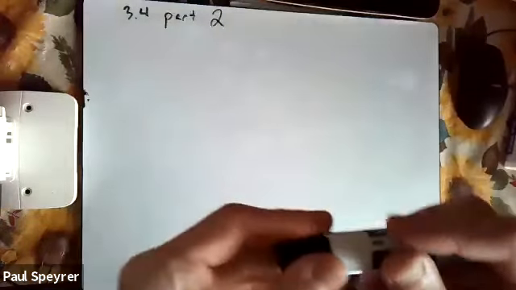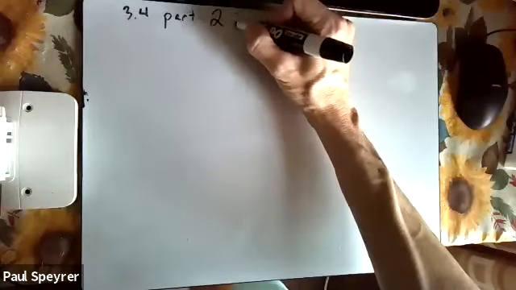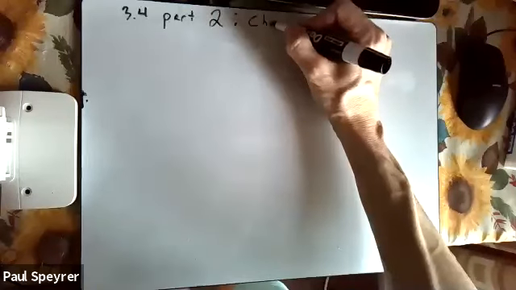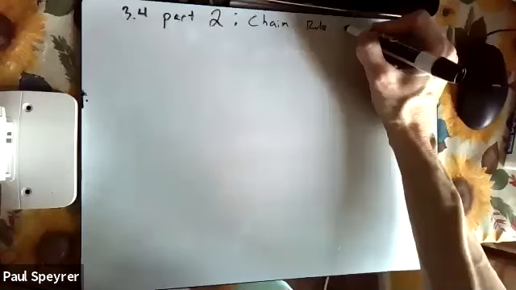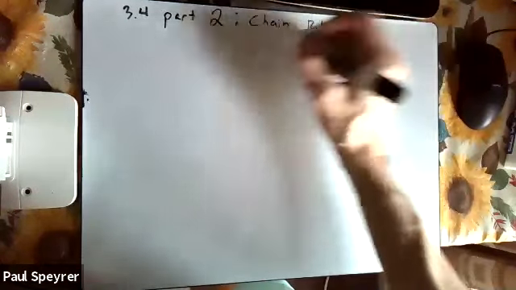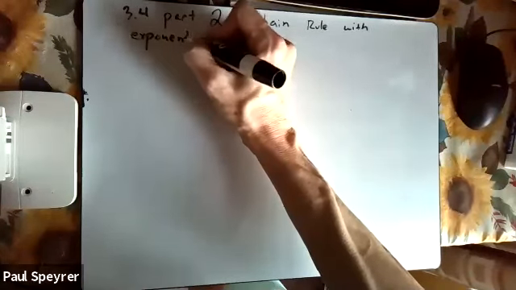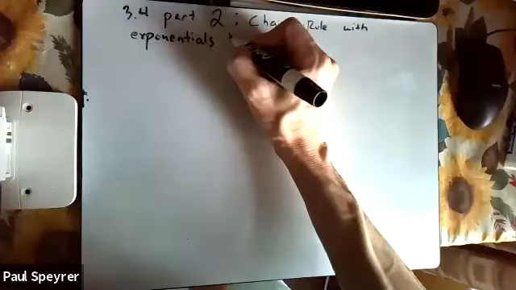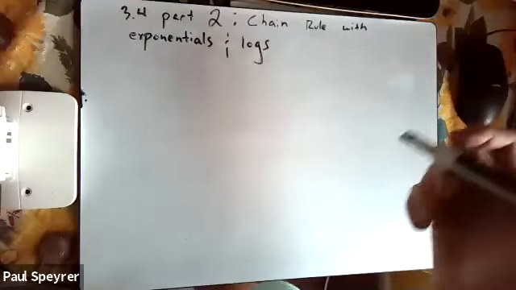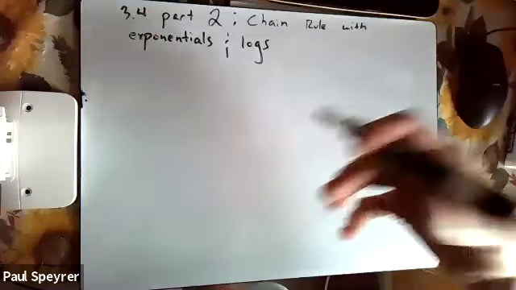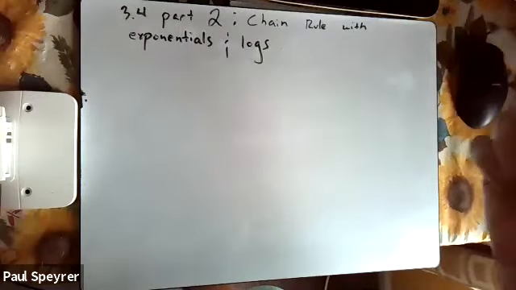All right, so here's 3.4 part two. Remember, this was basically the chain rule again, with exponential functions. I'll say exponentials and logs, like log functions, for example. So remember, the chain rule is when we have one function trapped inside of another, right? And the chain rule is just a tool to deal with that.